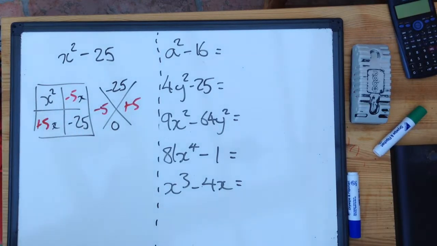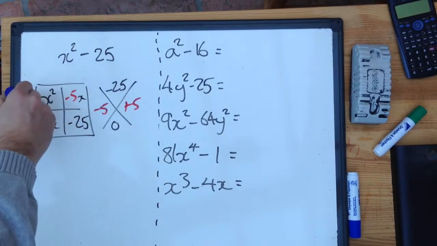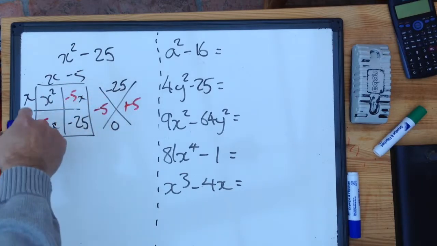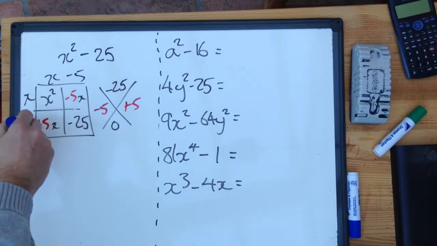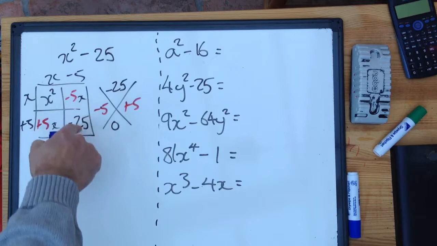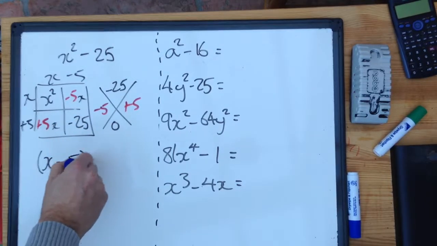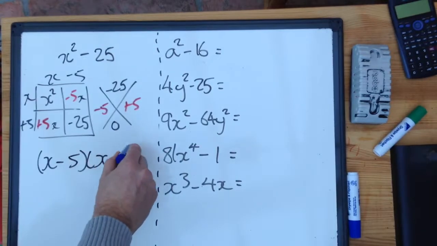And then looking at the factors here and here, x and x. X times by minus 5 is minus 5x. X times by plus 5 is 5x. 5 times minus 5 is minus 25, so it works. So our factorisation looks like this: x minus 5, x plus 5.